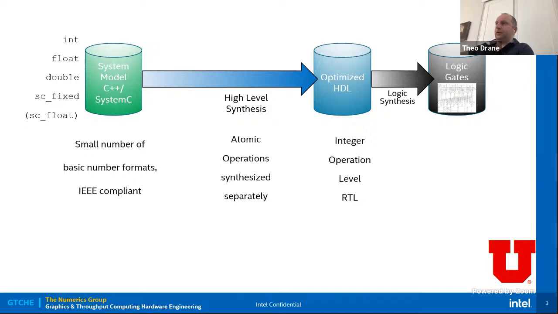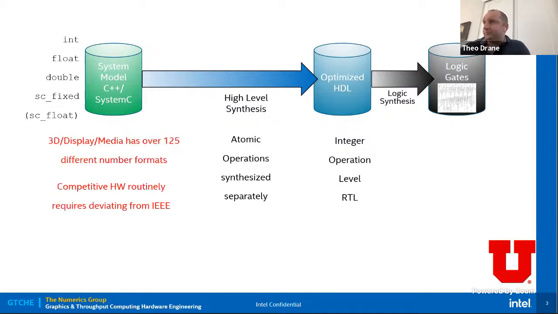And then you can do what's called logic synthesis to generate your logic gates. But typically what this looks like, of course, is you would be hamstrung by the data types. So there's a small number of basic number formats we could play with. Obviously, they're going to be IEEE compliant. And when you do high-level synthesis, it basically just synthesizes the atomics. And the HDL it produces is essentially integer level.